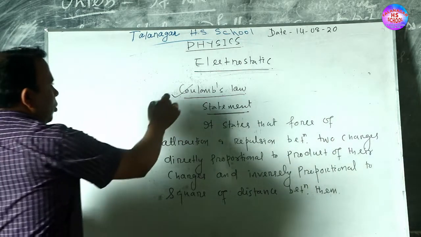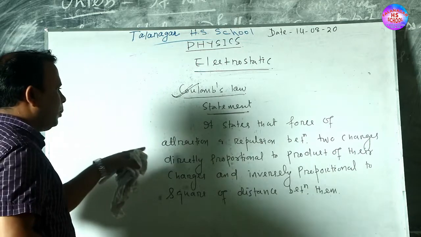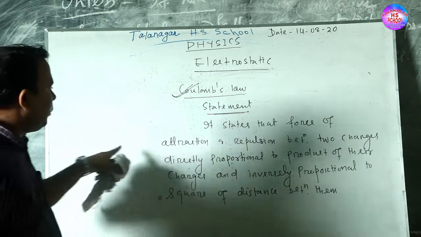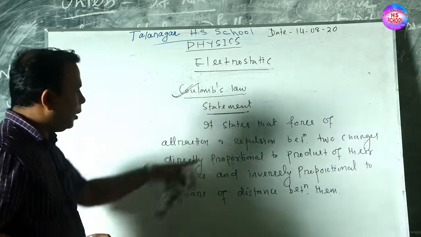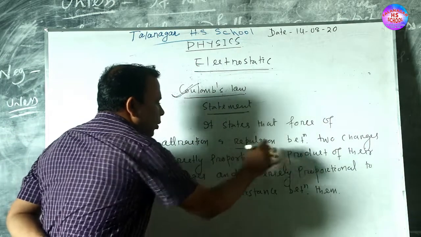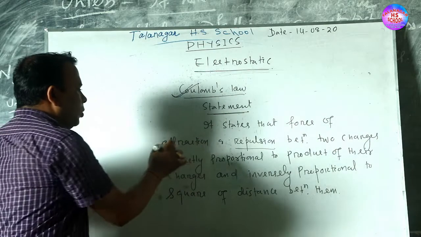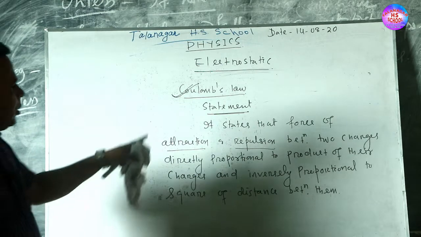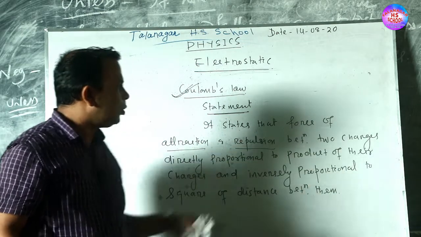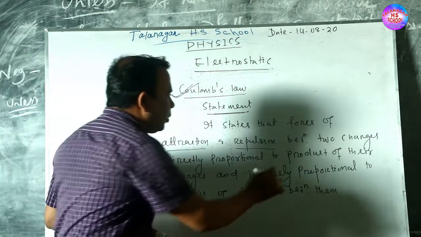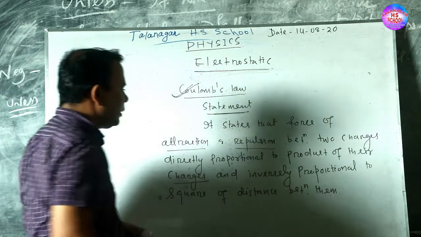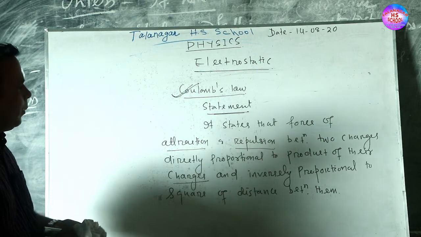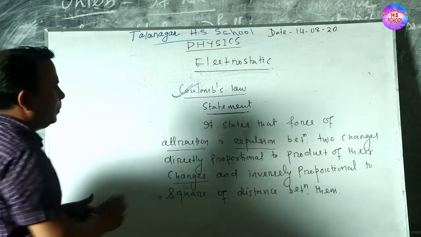So, Coulomb's law states that the force of attraction or repulsion depends upon the nature of the two charges. If the two charges are similar in nature, the force between them is repulsion, and if the two charges are dissimilar in nature, the force is attraction. The force of attraction or repulsion between two charges is directly proportional to the product of their charges and inversely proportional to the square of the distance between them. This is the statement of Coulomb's law.